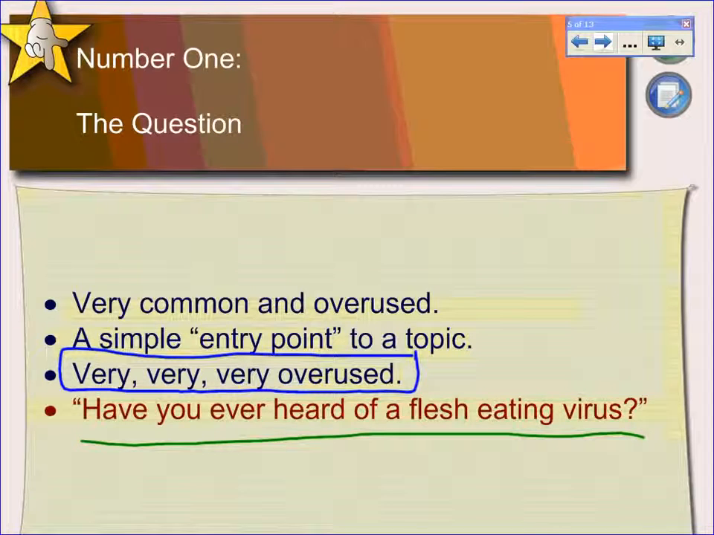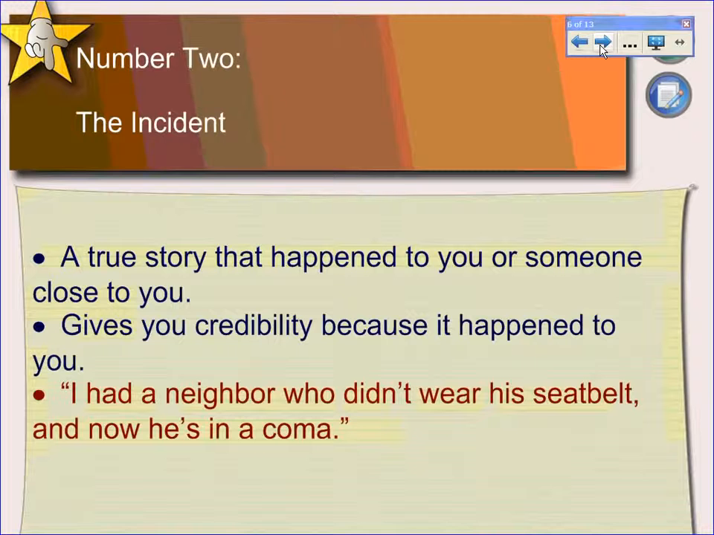All right, let's get moving on here. Number 2 type of introduction is the incident. The incident is a true story, something that happened to you or somebody close to you. The nice thing about the incident introductory type is that it gives you instant credibility as a writer because it happened specifically to you or someone that you know.